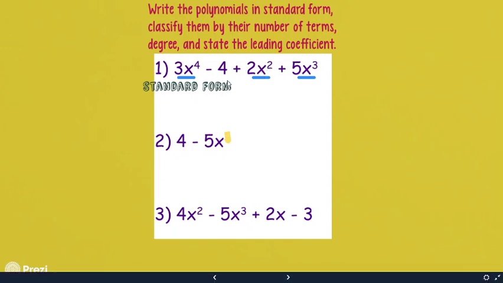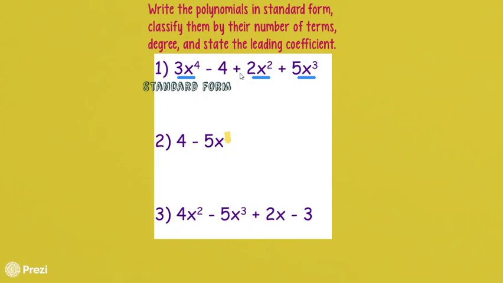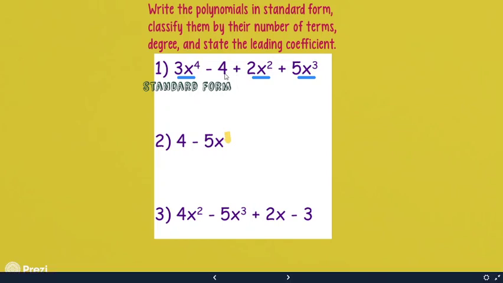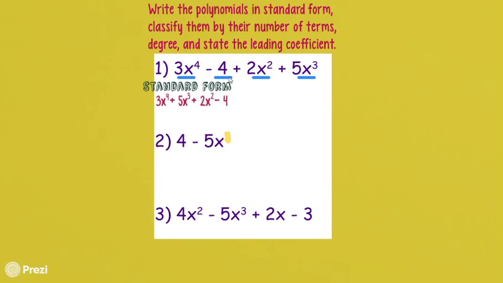And then my last term does not contain an x. Remember, if you don't have an x, technically there is an x there, but it's x to the 0. So this one is technically degree 0. So I would list my minus 4. That negative sign is attached to the 4. So I'd list my minus 4 at the very end. So this is what standard form would look like.